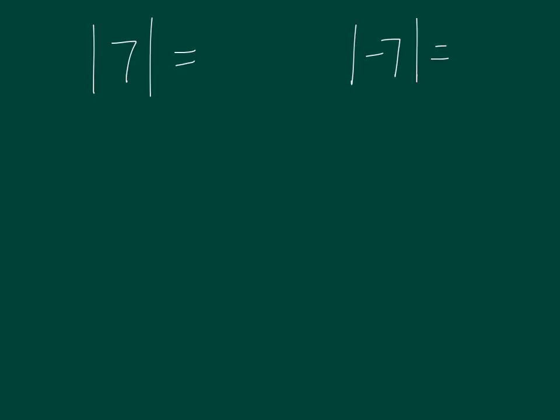What you need to realize is that these bars around a number or any kind of algebraic expression represent the absolute value. And when you take the absolute value of something, it automatically will make it positive. If I take the absolute value of 7, it's going to equal 7. But if I take the absolute value of a negative 7, well, it's still going to be 7. So think about that if you have the absolute value of x equals 7.